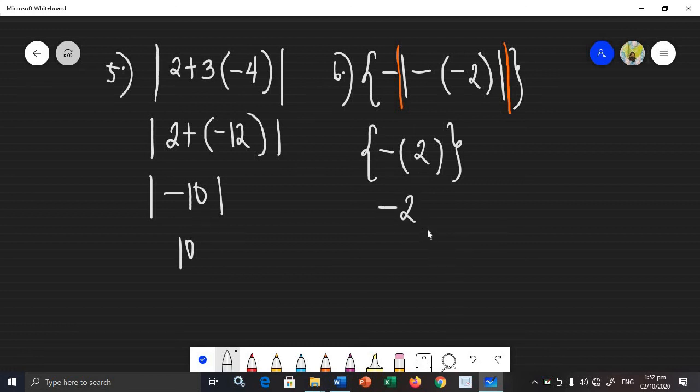Ganun lang yung mangyayari. Huwag kayong malito sa mga grouping symbols. Okay? Huwag kayong masyadong papaka-stress or malito. Kasi kapag nalito kayo, lalo kayong maguguluhan. You will not come up with the answer. So that's how you get the absolute value of numbers and even simple expressions.